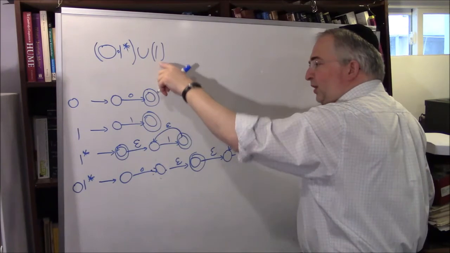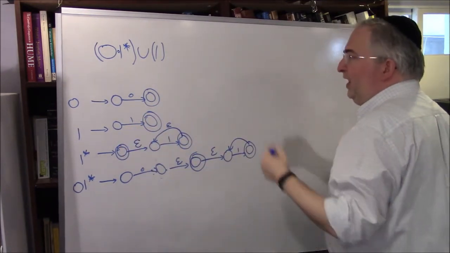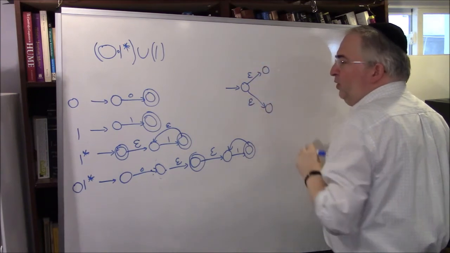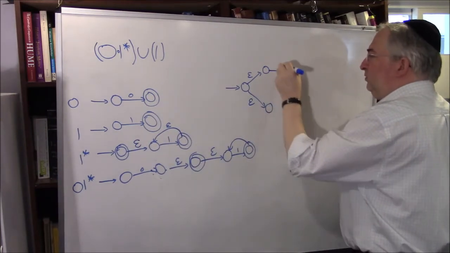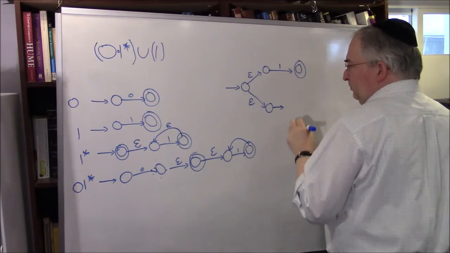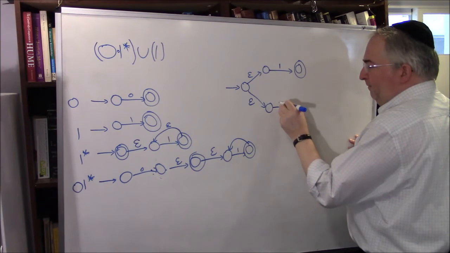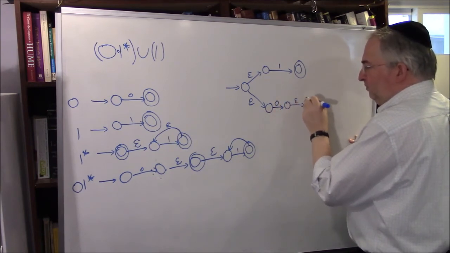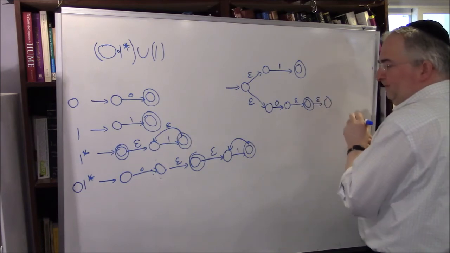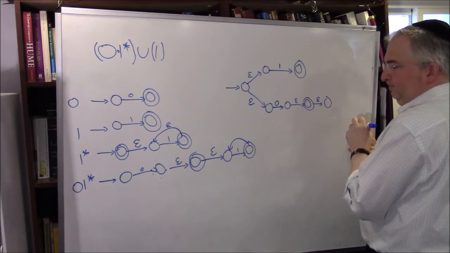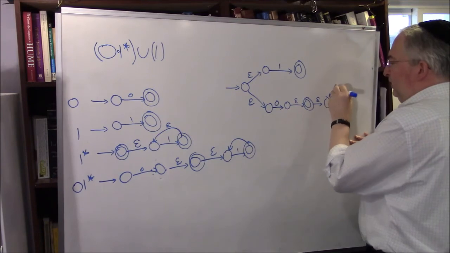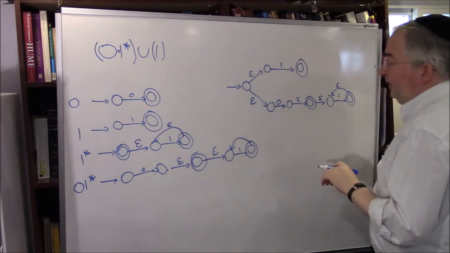But now I want to do union with 1. Well, 1 we already did, so let's do the final thing. How do you do a union? You start with a new starting state, and you go to 2 other starting states. We're going to do it with this. So this becomes that. That's one of them. And then this becomes what? Zero, epsilon, epsilon, and we go back. Great. And that's it. We're finished.